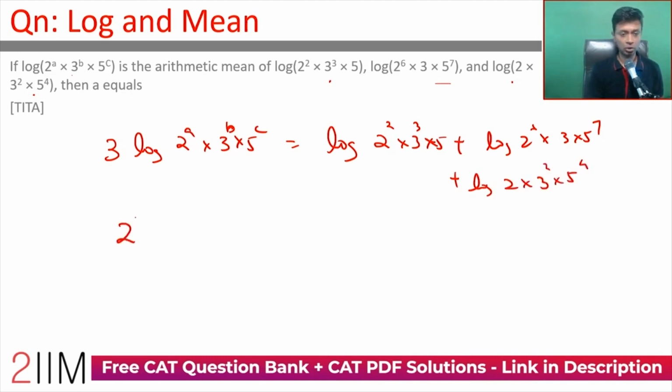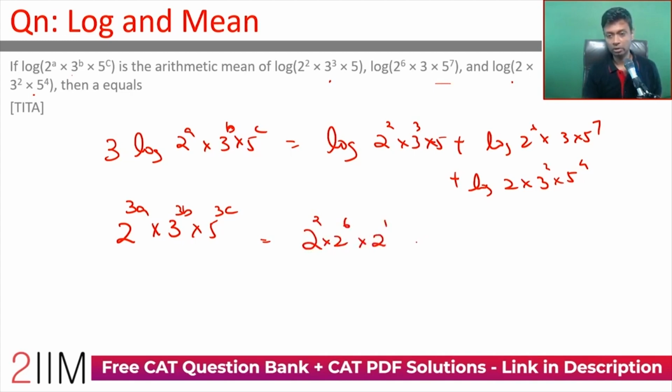Or 2 power 3a into 3 power 3b into 5 power 3c equals 2 square into 2 power 6 into 2 power 1 into 3's into 5's. We need to find only a, so forget about 3's and 5's. 2 power 3a is 2 power 9.